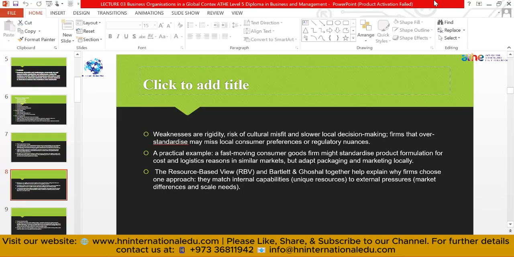That is, over-standardization. Not all of the time can you apply all the rules and regulations in the organization according to the ethics and cultures and grounds. You need to sometimes give free hands to the workers as well and to the organization's departments. A practical example could be a fast-moving consumer goods firm might standardize product formulation for cost and logistics reasons in similar markets, but adapt packaging and marketing locally.